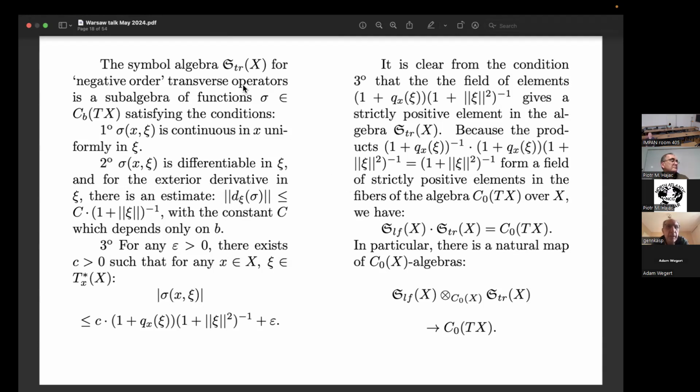So the symbol algebra is a subalgebra of also bounded functions. Symbols are continuous in X uniformly in Xi, which is the usual condition. Differentiable with this estimate as usual again. And the third condition is that this element is a strictly positive element for this algebra, the algebra of transverse symbols of negative order.